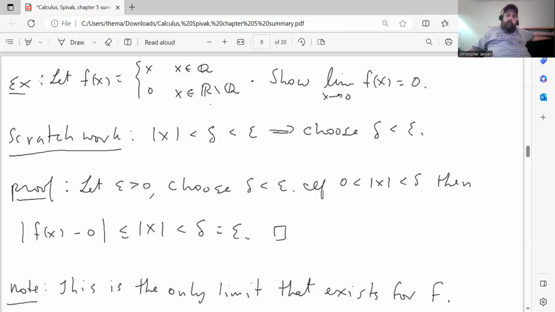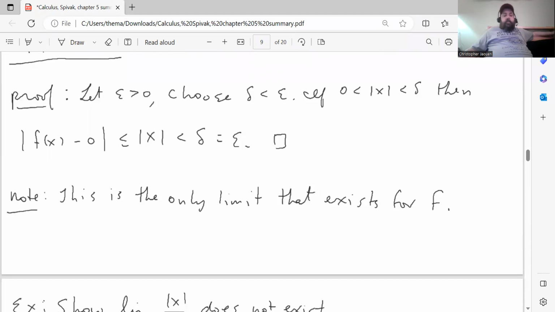If we take the absolute value of f of x minus L, in this case that would be f of x minus 0, which would just give you the absolute value of f of x. But here, f of x is 0 if x is irrational, and x if x is rational. So the biggest this could be would be x, whatever x is. So that simplifies to absolute value of x. I want that to be less than delta, which I can choose to be less than epsilon. So I'll choose delta less than epsilon.